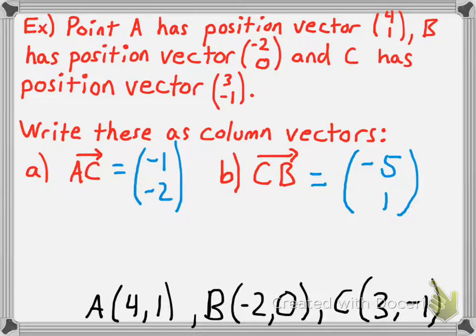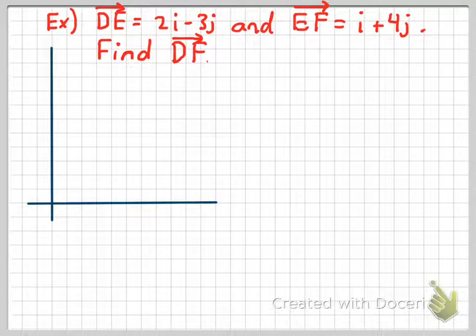Excellent. Now, one more problem in the textbook, they don't give you a picture for it. I'm going to talk this through to you with pictures because it's not directly related to the position vectors that we were just learning. It says here that a vector DE is given by 2i minus 3j, so there's the unit vector form, and the vector EF is given by i plus 4j, and we're going to use that to find vector DF.